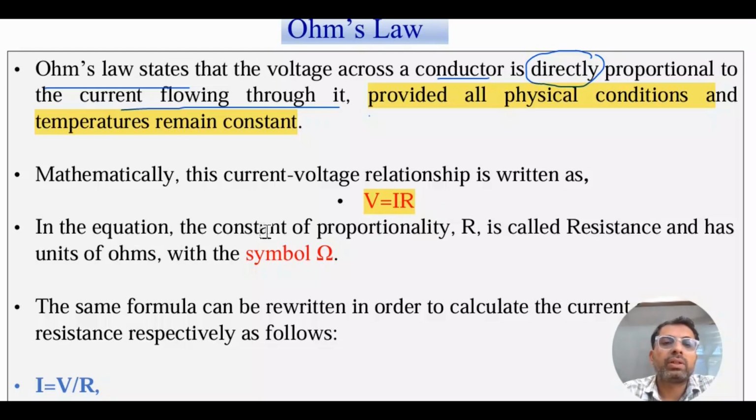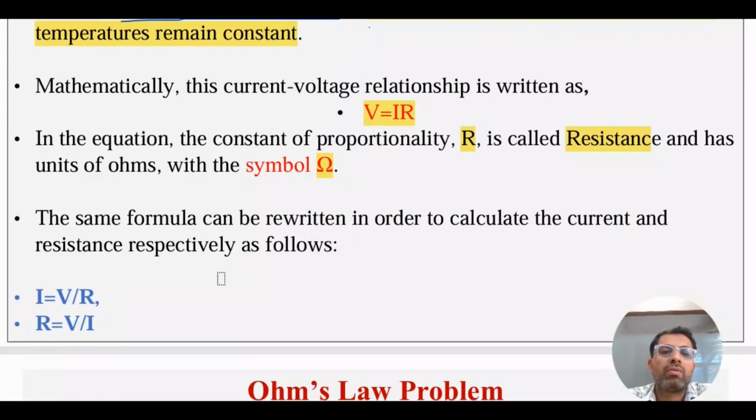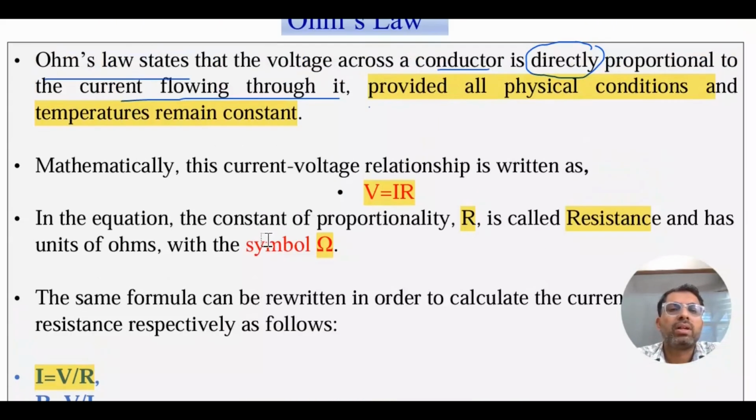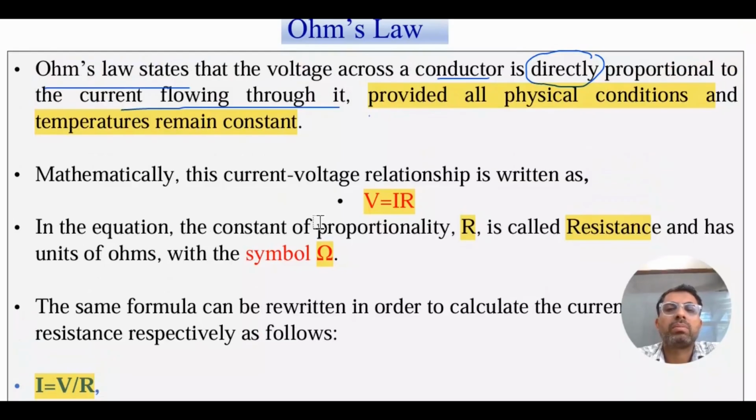In the equation, the constant of proportionality, that is R, is called the resistance, and its unit is ohm, and the symbol is like that. So the same formula for Ohm's law, you can say I is equal to V by R, right? So V is equal to IR, I is equal to V by R, and if you want to calculate R, you can calculate it with the help of V by I. So this is a very simple topic, Ohm's law, and this is the definition.